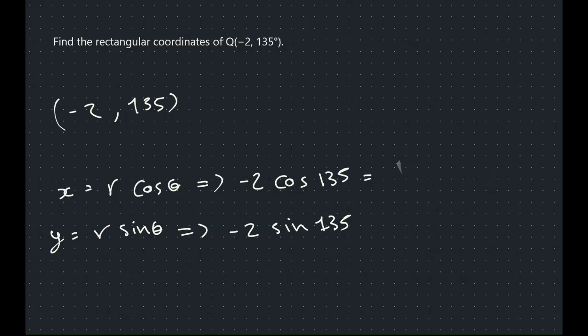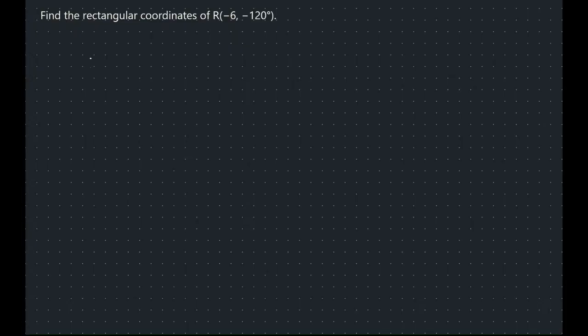1 times root 2. This is the answer, so this is going to be root 2, and this is going to be negative root 2. So the answer is root 2, negative root 2, and of course you can do it using the calculator. This question has the same idea.